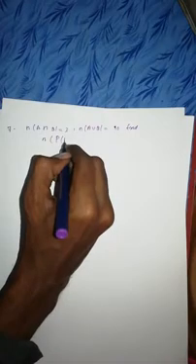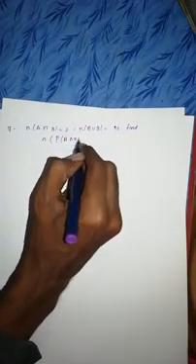The seventh problem. N of A intersection B is 3. N of A union B is 10. Find N of P of A delta B.